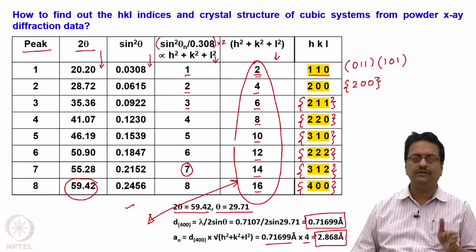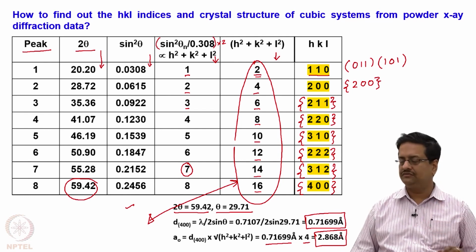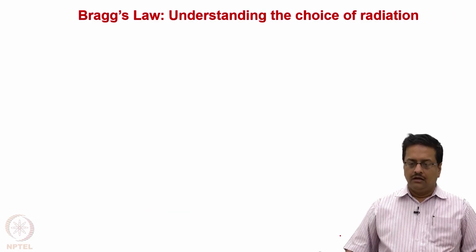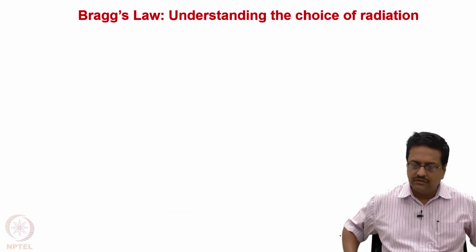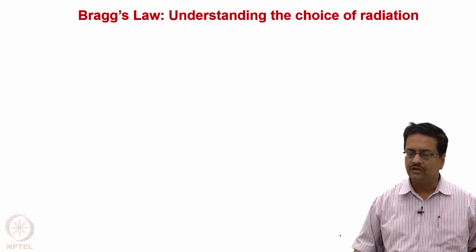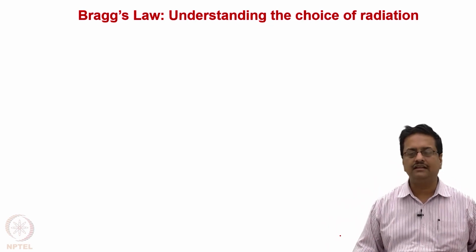It can be simple cubic, body-centered cubic or face-centered cubic. One can determine the lattice centering correctly. Now let us try to understand how this Bragg's law can be applied to understand the choice of radiation.